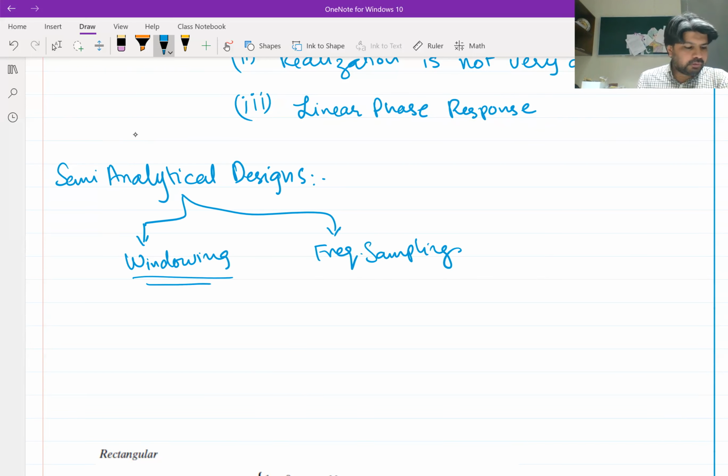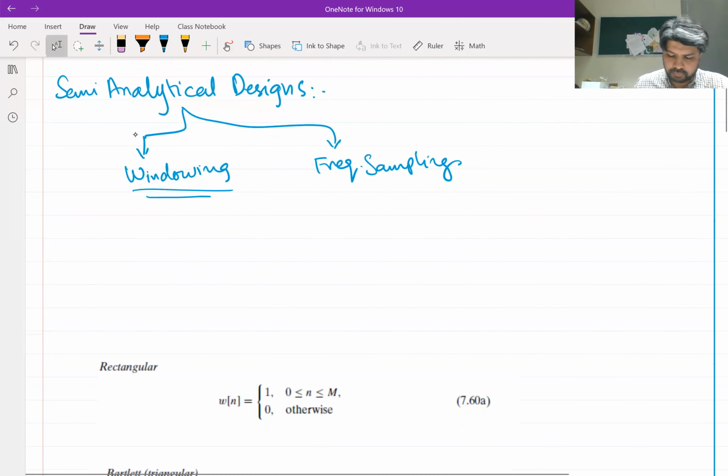So today we're going to study FIR filter design through windowing, and hopefully we would also try to incorporate the discussion of the linear phase FIR filters and their different types. So let's see how can we go about this.